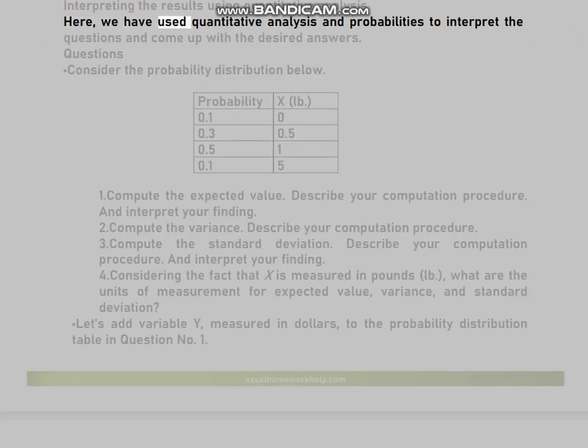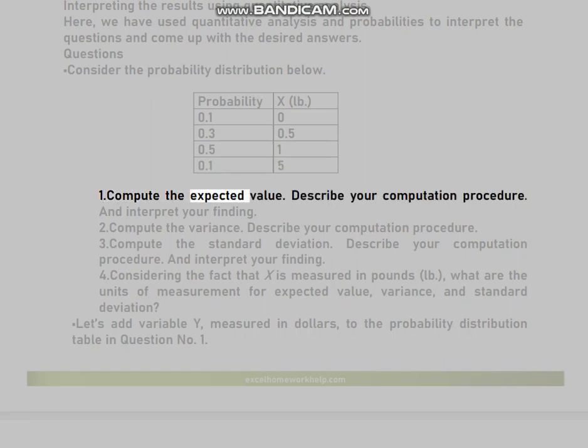Interpreting the results using quantitative analysis. Here, we have used quantitative analysis and probabilities to interpret the questions and come up with the desired answers. Questions consider the probability distribution below. Probability, X in pounds: 0.10, 0.30, 0.50, 0.51, 0.15.